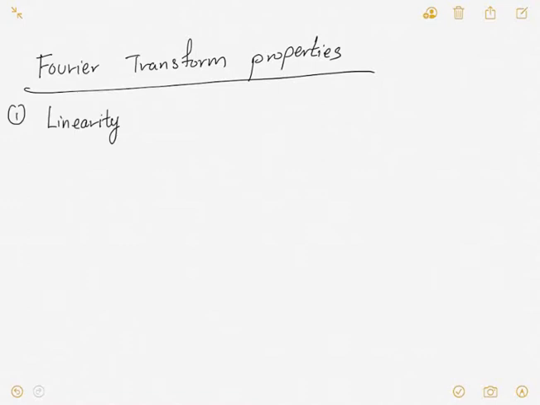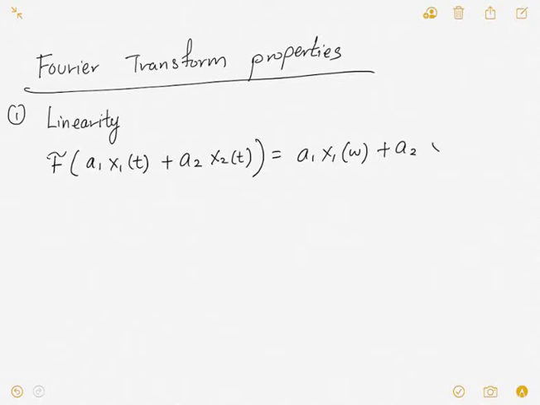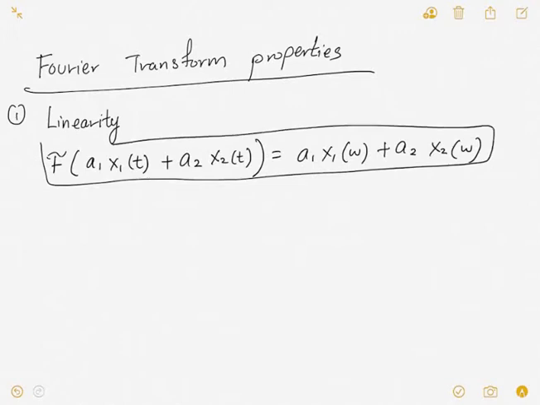And this is the formula for this. So the Fourier transform of a1 x1(t) plus a2 x2(t) is equal to a1 X1(omega) plus a2 X2(omega). So this is the formula for the linearity. Okay, so let's look at the example.